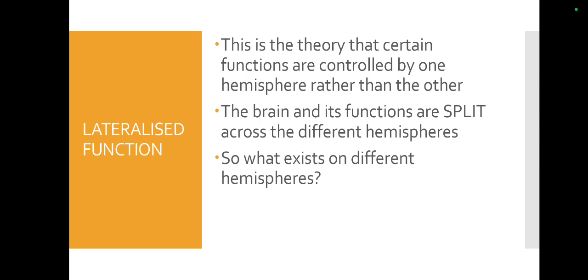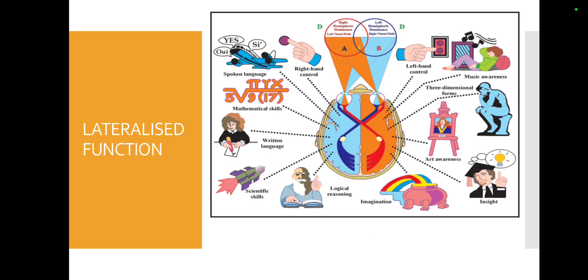So according to neuroscientists, the brain and its functions are split across the right and the left hemispheres. Hemisphere, guys, is just another word for half, okay? So all functionality is split between the right and the left halves or hemispheres of your brain. So let's find out what exists on these different hemispheres.